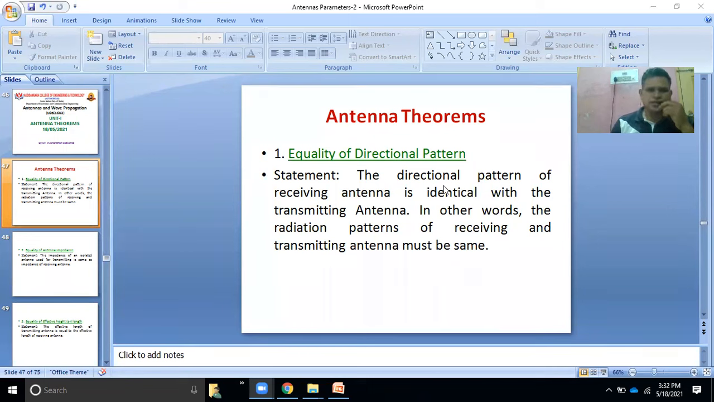What does this theorem explain? What do you mean by equality of directional pattern? A radiation pattern must be the same for receiving and transmitting antennas. Very good, simple definition. For a transmitting antenna and a receiving antenna, the directional pattern or radiation pattern should be similar. That is the first theorem.